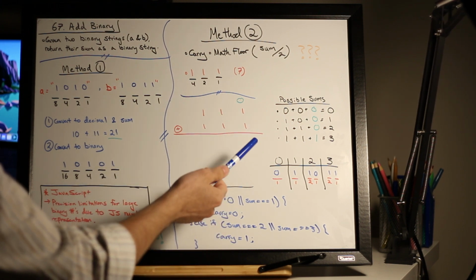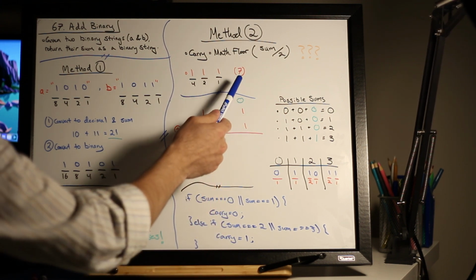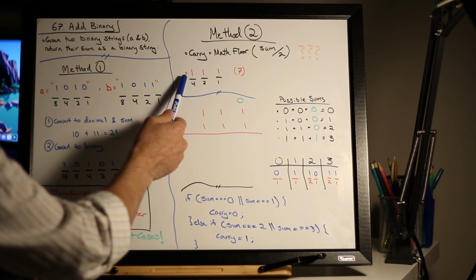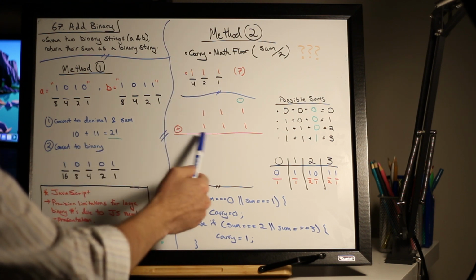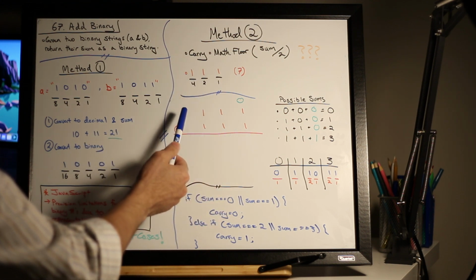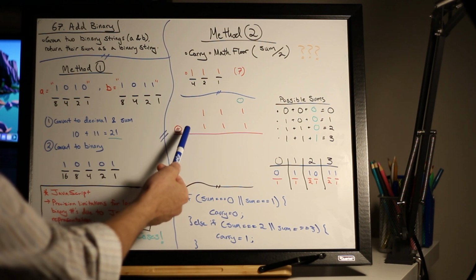I'm going to go through the exact same process, but this time I'm going to be using the number 7, and that's the binary representation of that. I have that set up here where I'm just taking the binary sum of 7 and 7.